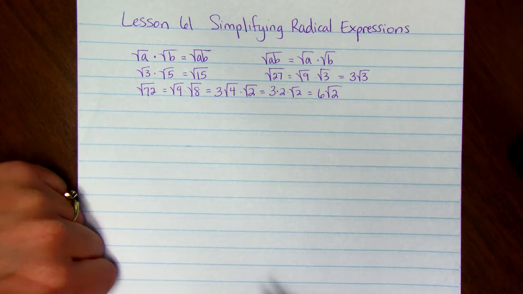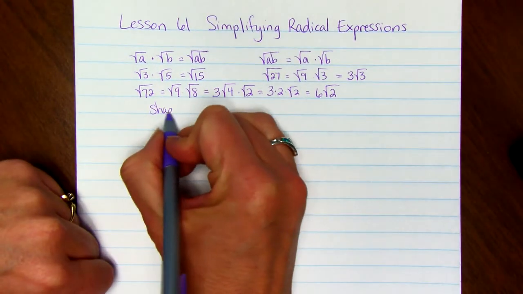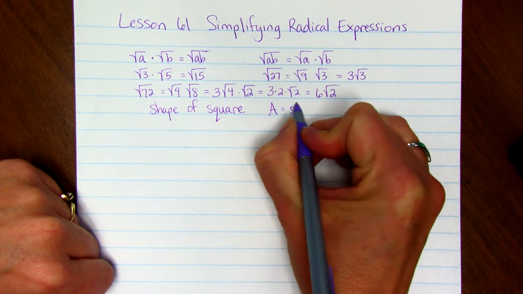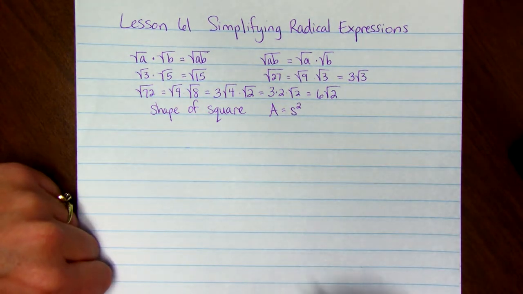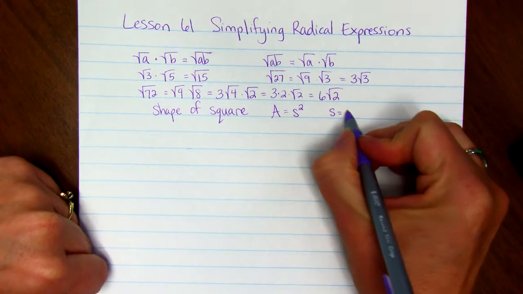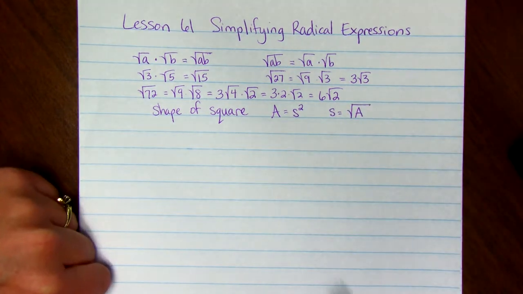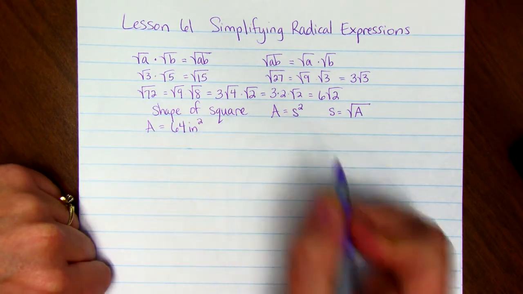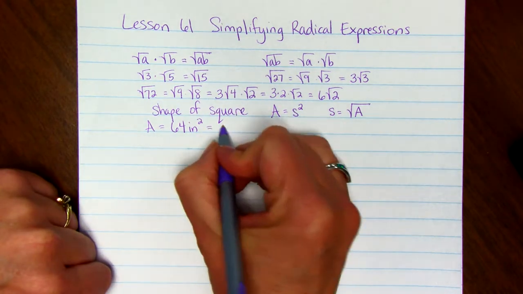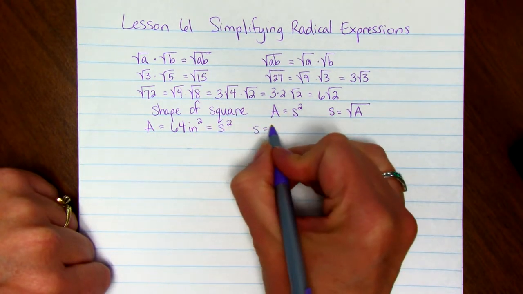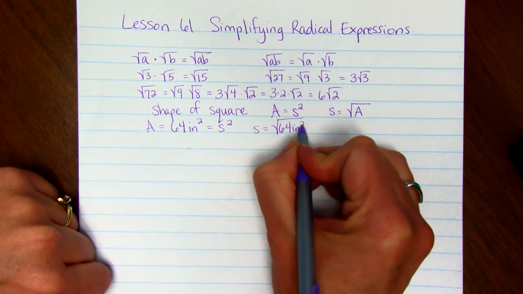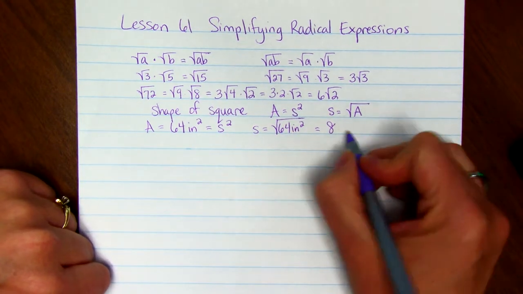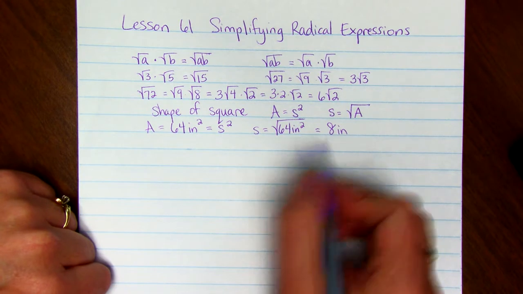Now, when we have the shape of a square, the area is going to be the side length squared. So if we want to know the side, we could take the square root of the area. Here's an example. If we have a square and the area is 64 inches squared, that area is equal to the side squared, so we can take the square root of 64 inches squared. The square root of 64 is 8, and the square root of inches squared is inches. So one side would be 8 inches.